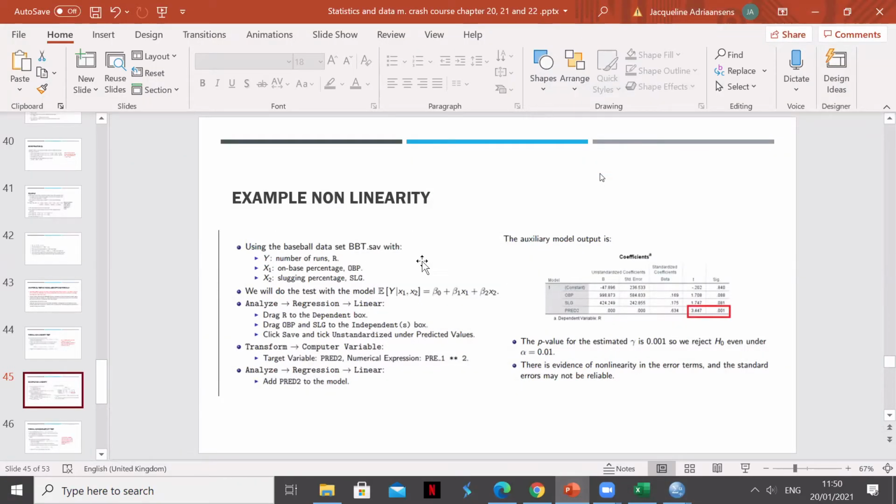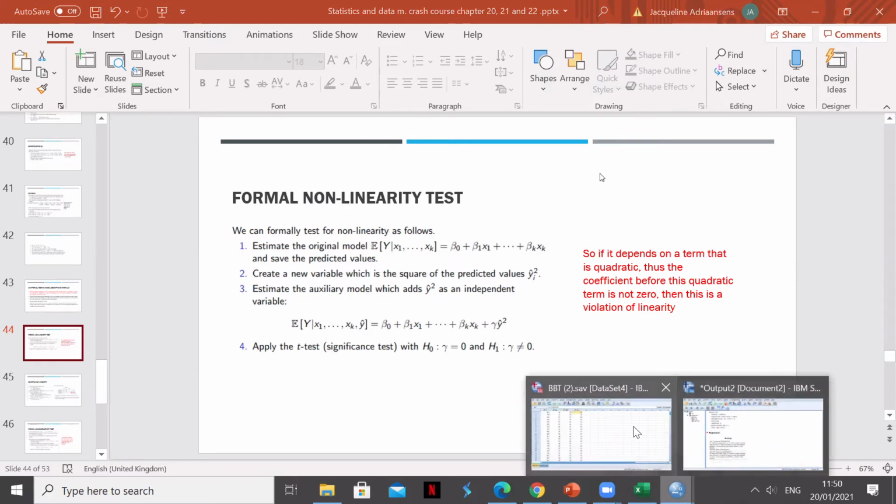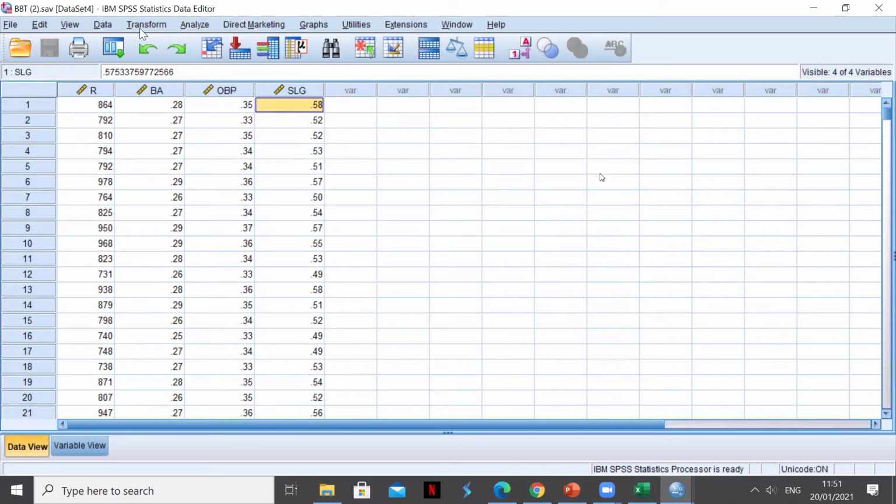But fortunately, I have the how-to made on here. So what we would do is you analyze and regression, and you go to linear, like we did, and you make the model. And then you save the predicted values, like we also did. And like I said here, you have to square the predicted values. So how would you do that? I can show it to you.